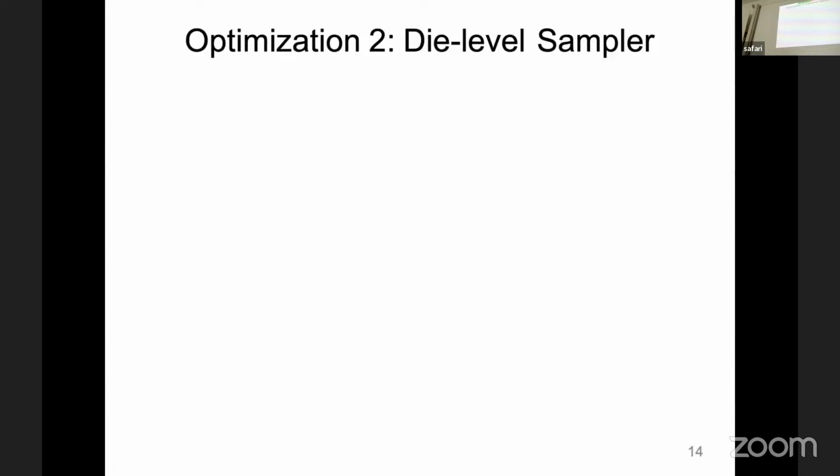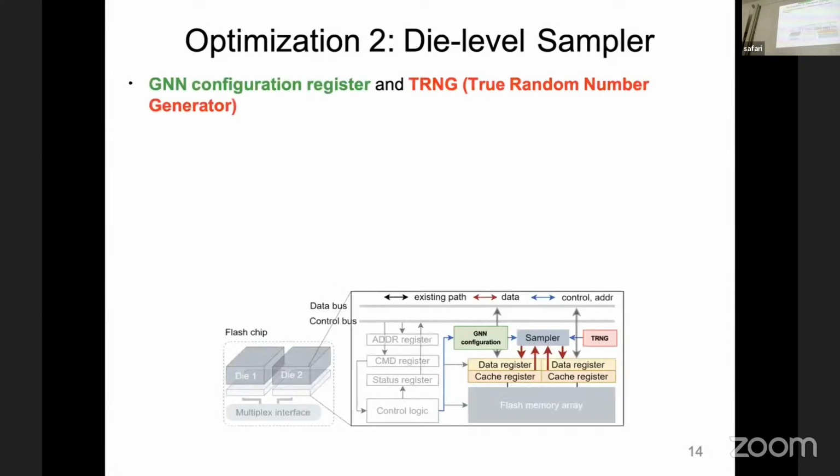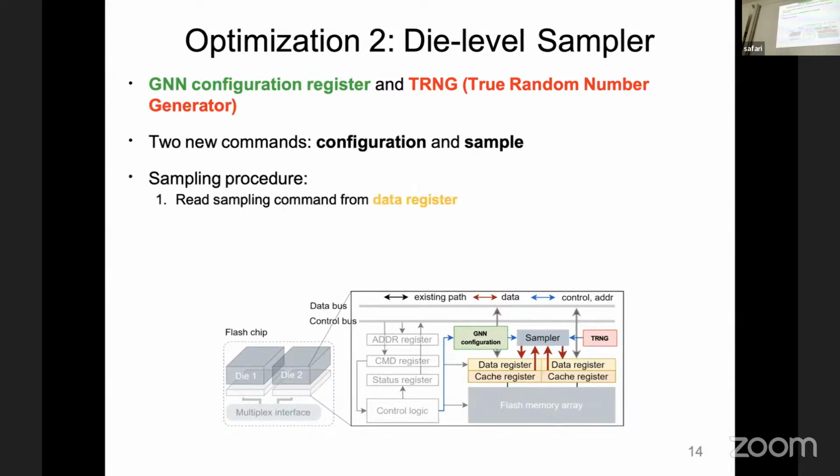The second optimization is to basically solve the issue of the channel bandwidth, and here they use a new data processing engine called the die-level sampler. It basically does the sampling procedure on the die itself. We employ two new registers, the GNN configuration register, which basically just contains the amount of hops we want to do and also the amount of neighbors we want to fetch, and a TRNG, a true random number generator, which is basically just there to uniformly and randomly decide which nodes we want to fetch. There are also two new commands, configuration and sample, though we're only interested in the sampling command.